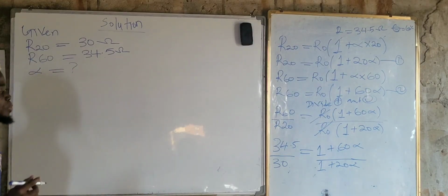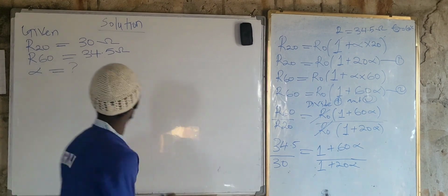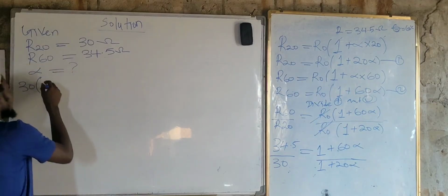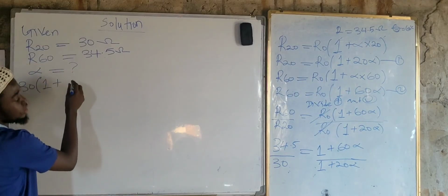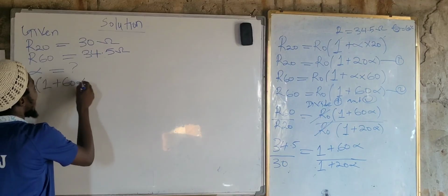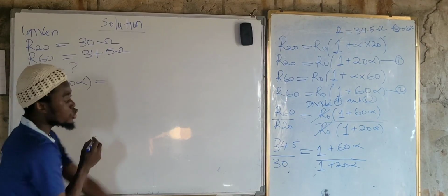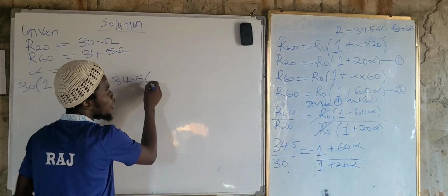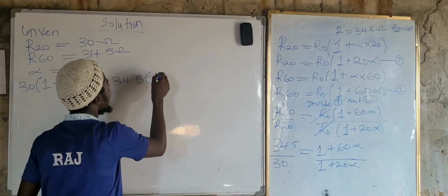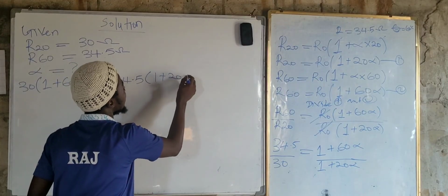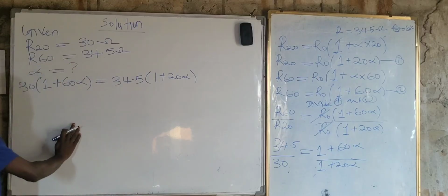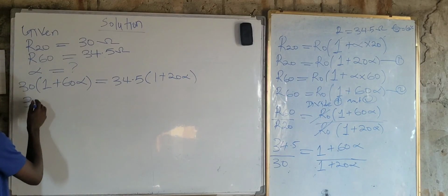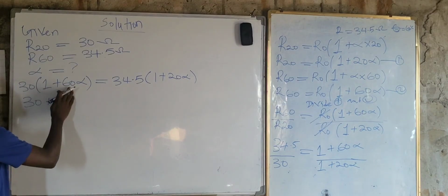Now we go. You can start with either of them. 30 into 1 plus 60 alpha, equal to 34.5 into 1 plus 20 alpha, right? Are we okay now? Now let's open the brackets. 30 times 1, 30, plus 30 times 60, what is that?